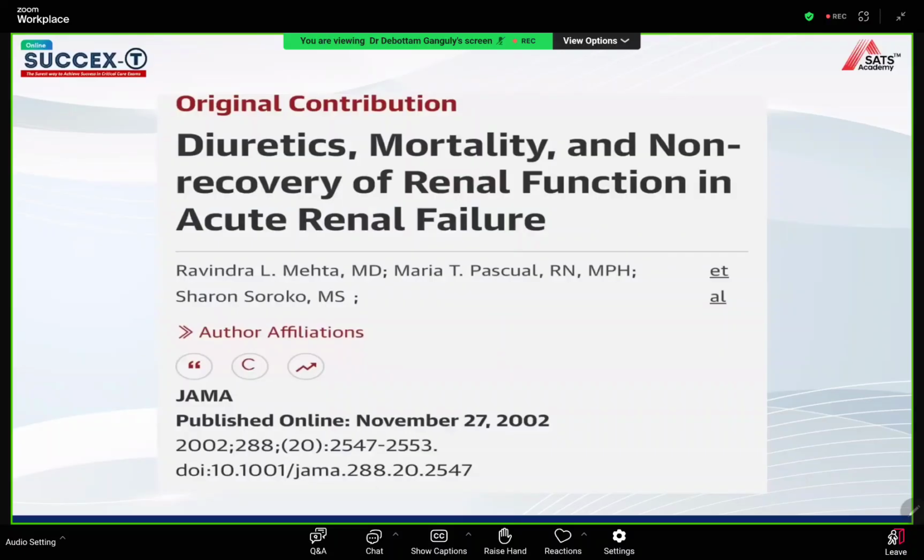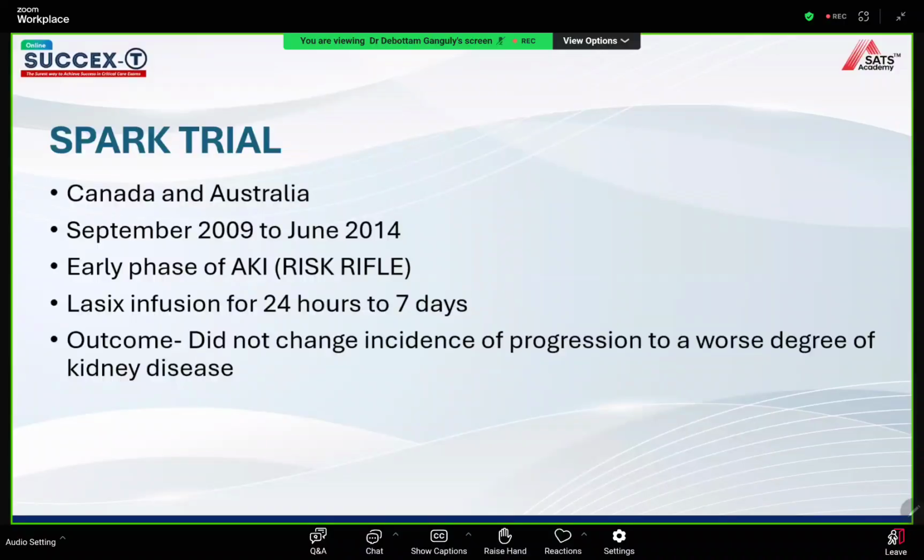This is an article published in JAMA 2002, Diuretics, Mortality and Non-Recovery of Renal Function in Acute Renal Failure. This is one of the trials that changed the practice of diuretic use in AKI, and it comes as a negative result. This study shows that using diuretics was associated with increased mortality, an increased chance of renal failure and a decreased chance of renal recovery. So this causes today's confusion with diuretics in AKI.